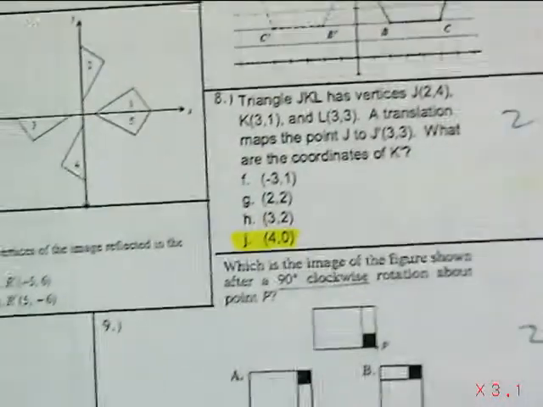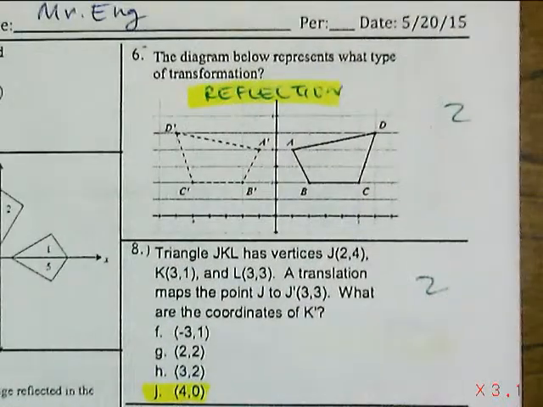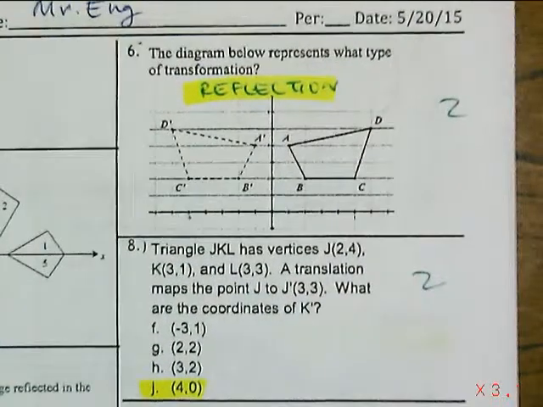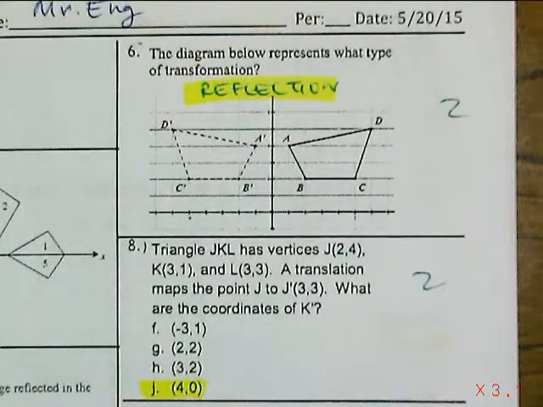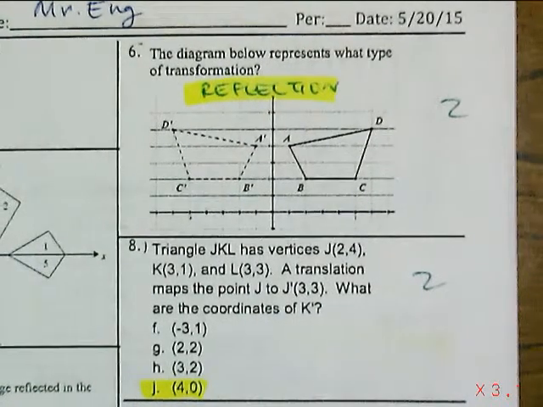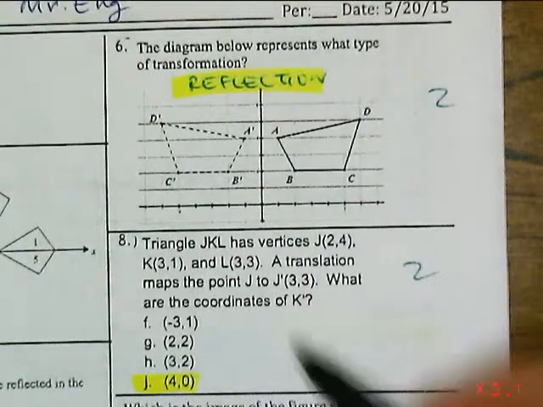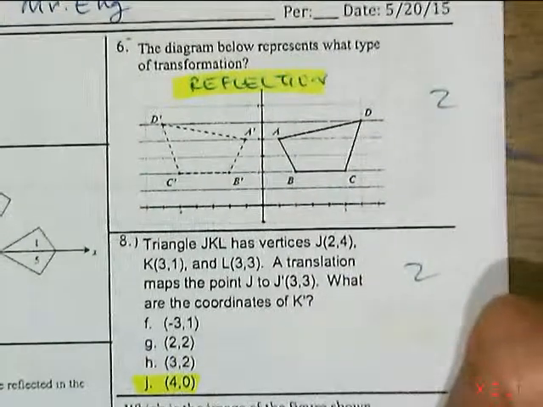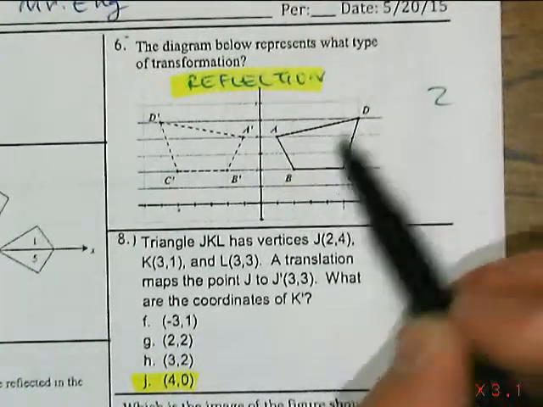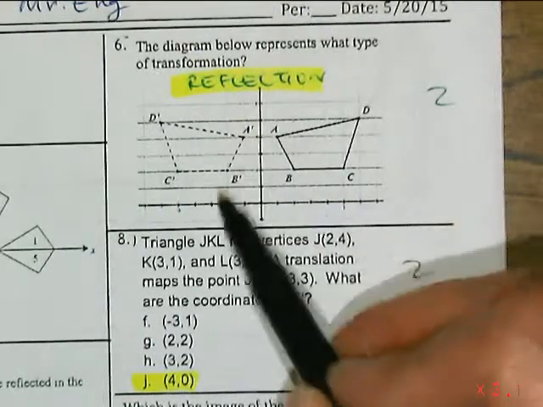Question number 6. The diagram below represents what type of transformation? This is a reflection. Someone said reflection over the y-axis is fine. Just you know it's reflection. Remember, you're going from A, B, C, D to the primes, right? A prime, B prime, C prime, D prime.